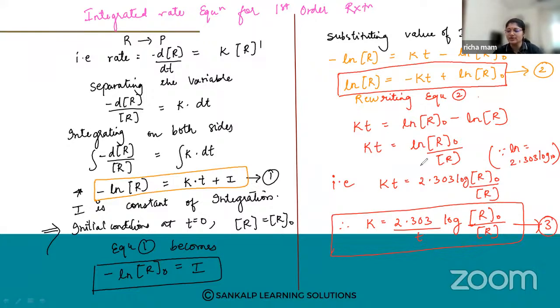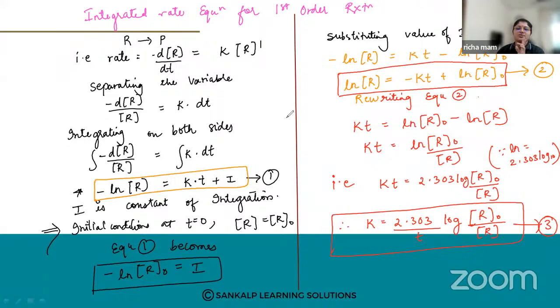Is it clear up to here? Yes ma'am, both laws are clear. These are very important integrated rate law equations, and they will be asked in the exam, so everyone should practice this. I've explained both reactions two times. If you want me to explain again, I'll explain.